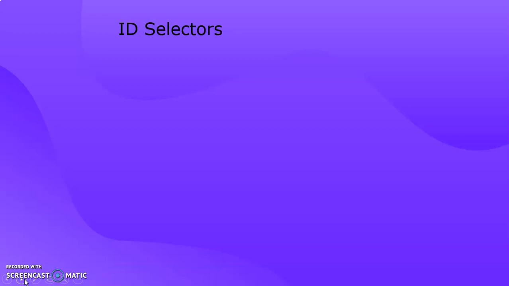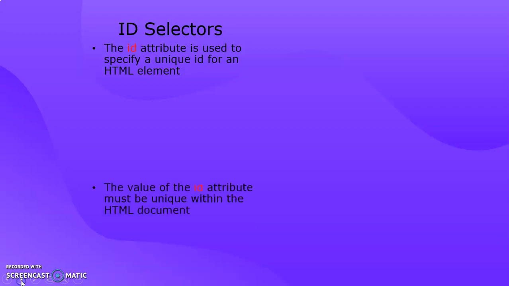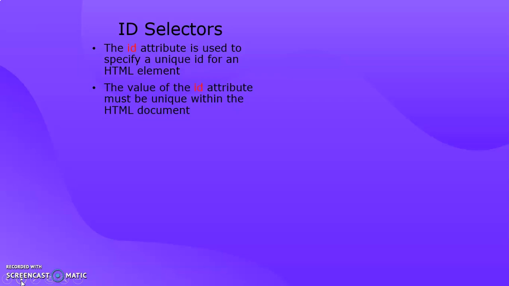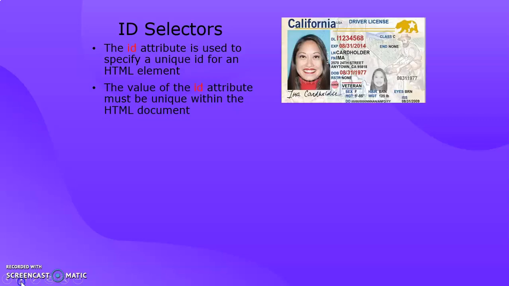We will start by reviewing what ID selectors are. The ID attribute is used to specify a unique identity for an HTML element. That is, the value of the ID attribute must be unique in the HTML document. There cannot be two IDs with the same value.